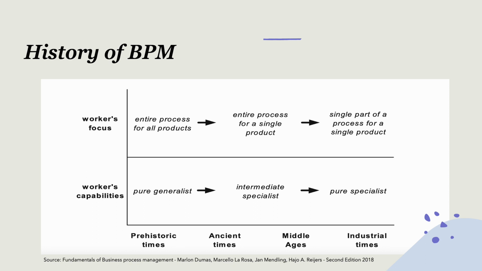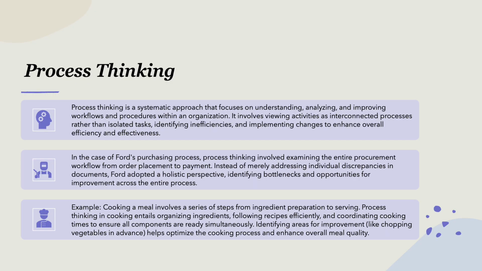To sum it up, the journey from generalist work structures to specialized functional units highlights the historical evolution of work management. This laid the foundation for BPM, which focuses on optimizing and managing work processes across entire organizations to achieve better efficiency and effectiveness. Now let's dive into the concept of process thinking and understand how it can transform the way we view and manage work in an organization.